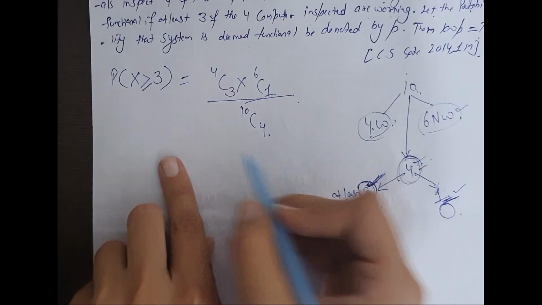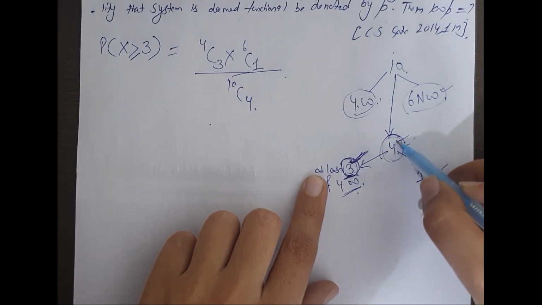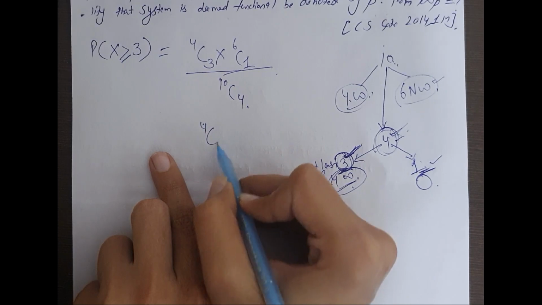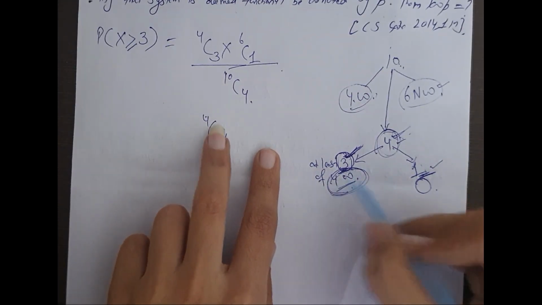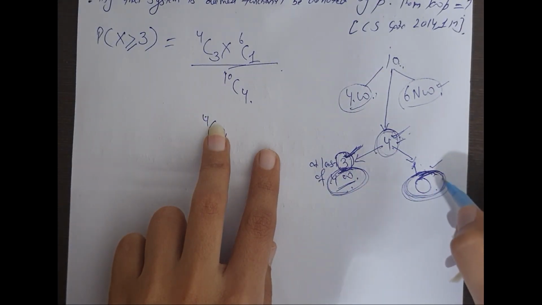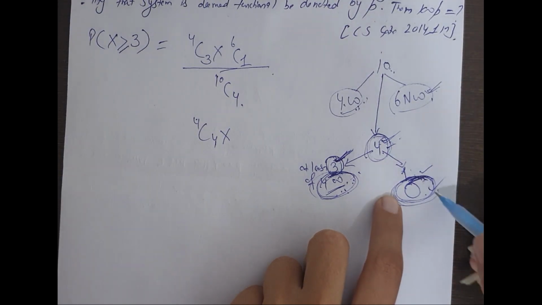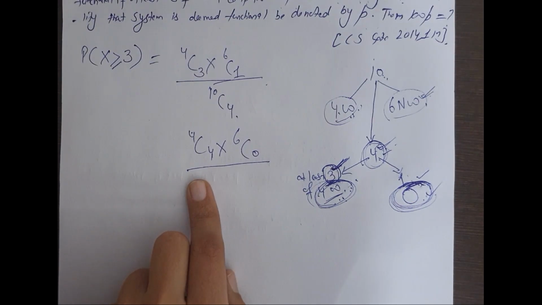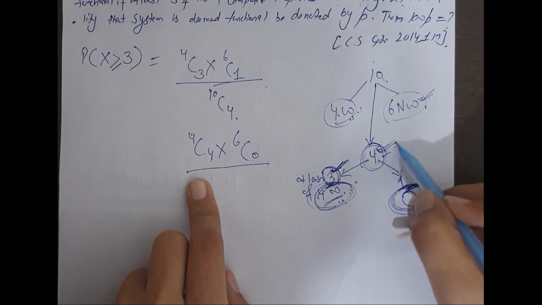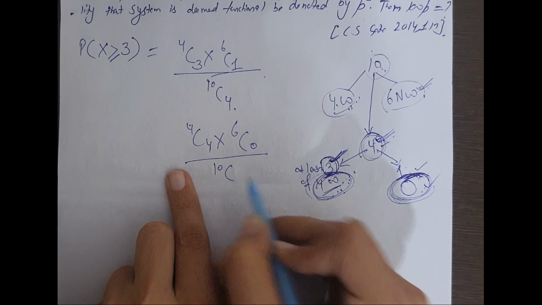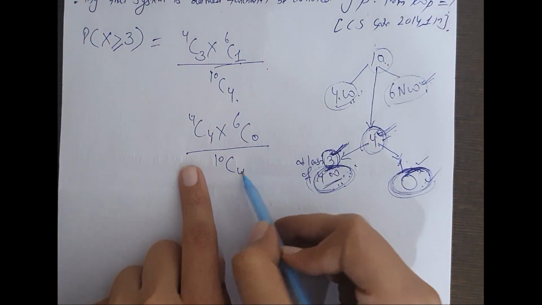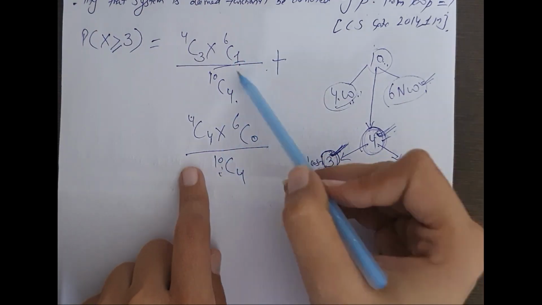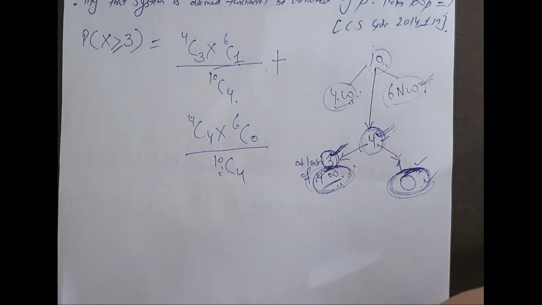This is the first case, and the second case is, as we have to select 4, if all 4 are working, then 0 are not working. From 6 non-working computers, 0 is chosen, that is 6C0. Total number of computers that we are choosing is 4 from 10 computers, that is 10C4. This is the first case, this is the second case. Now add these two cases. If cases are there, then we do addition to find the total number of cases.